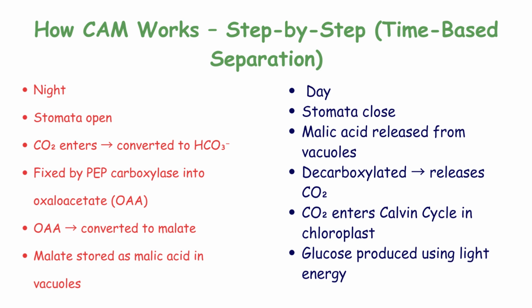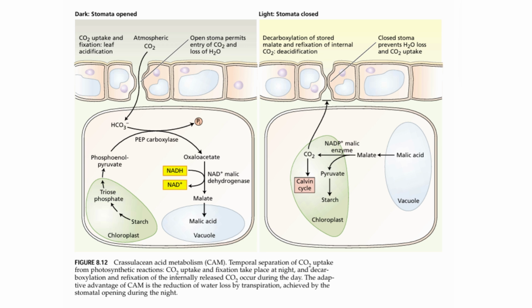During the day, CO₂ is released. As the sun rises, stomata close to conserve water. Malic acid is released from the vacuole, decarboxylated. CO₂ is liberated and fed into the Calvin cycle. All the energy from sunlight is now used to make sugars without losing water.